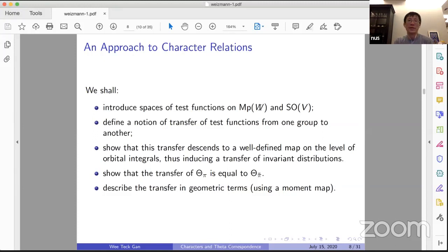to MPW. Then now you're going to have two invariant distributions of MPW, theta pi tilde, and the pullback of theta pi, and it makes sense to ask whether they are equal or not. And we are going to show that they are equal.